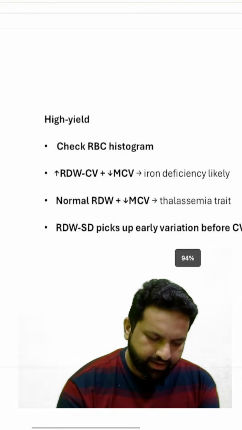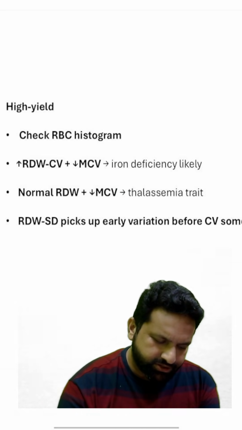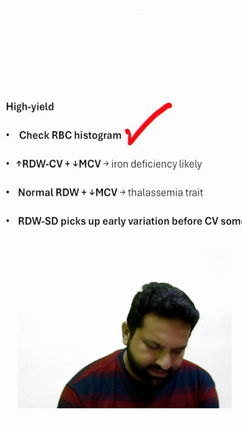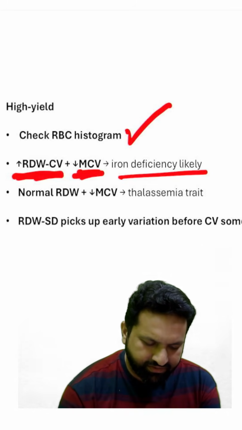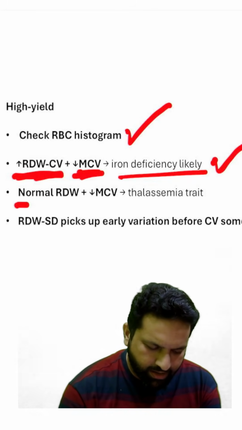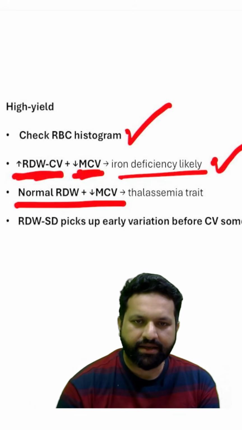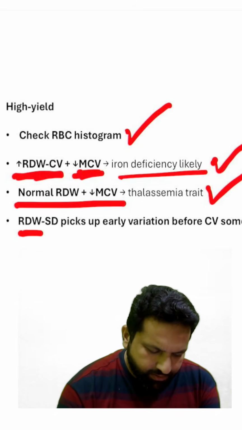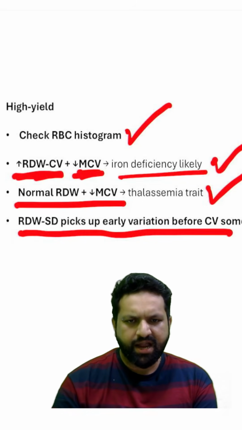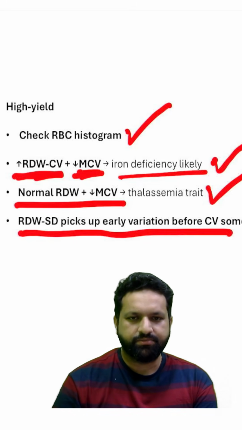So the key takeaways are: check the RBC histogram. Increased red cell distribution width CV and decreased MCV, iron deficiency is likely. Normal RDW and decreased MCV, thalassemia trait is likely. RDW-SD picks up early variation and mixed anemias before CV sometimes.